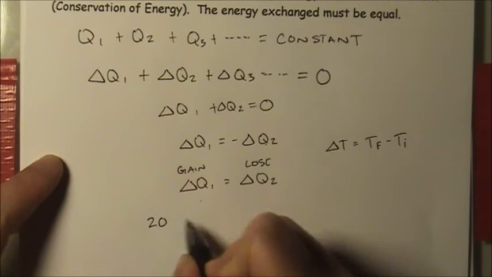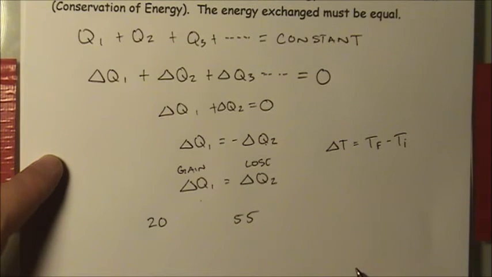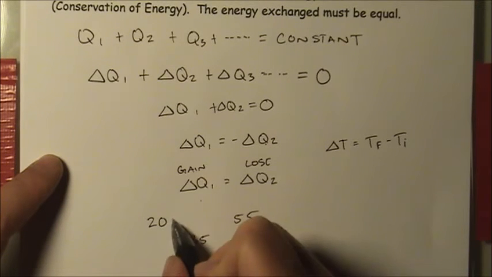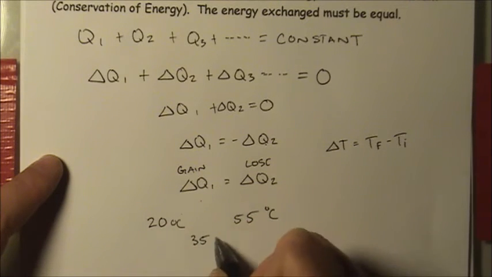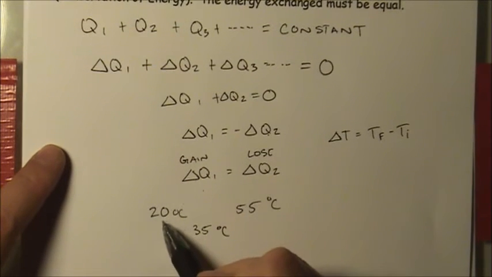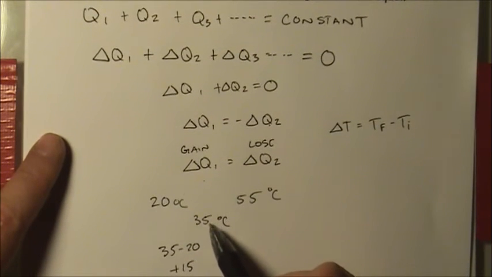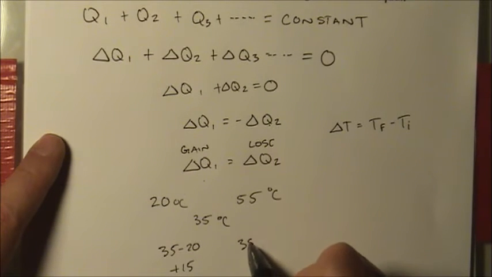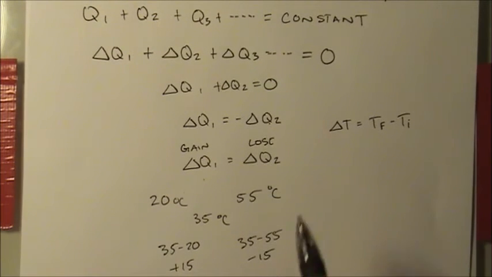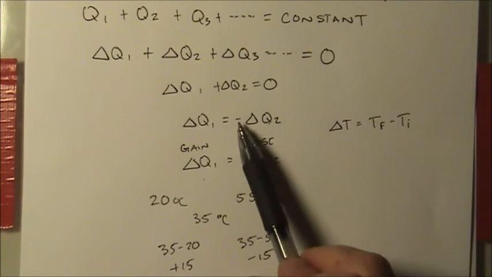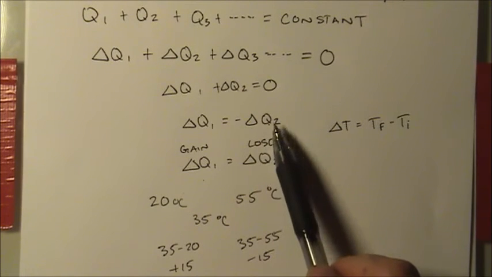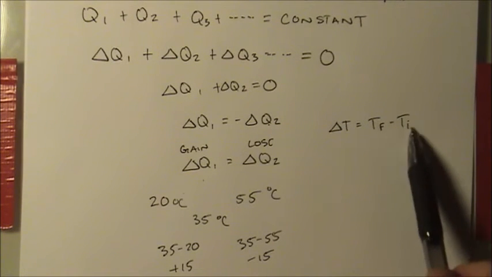If, for example, we had two substances, one at 20 and one at 55, and we brought those two together and they met at 35 degrees Celsius, then in this case this would be 35 minus 20, which gives me positive 15. But technically, if I do final minus initial, that would be 35 minus 55, which would be negative 15. So if I take this negative sign into the delta Q, these two would reverse.